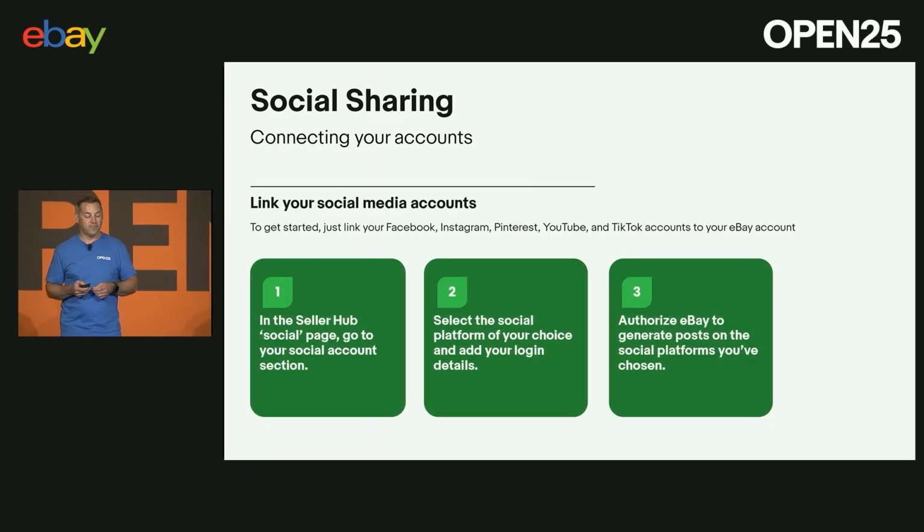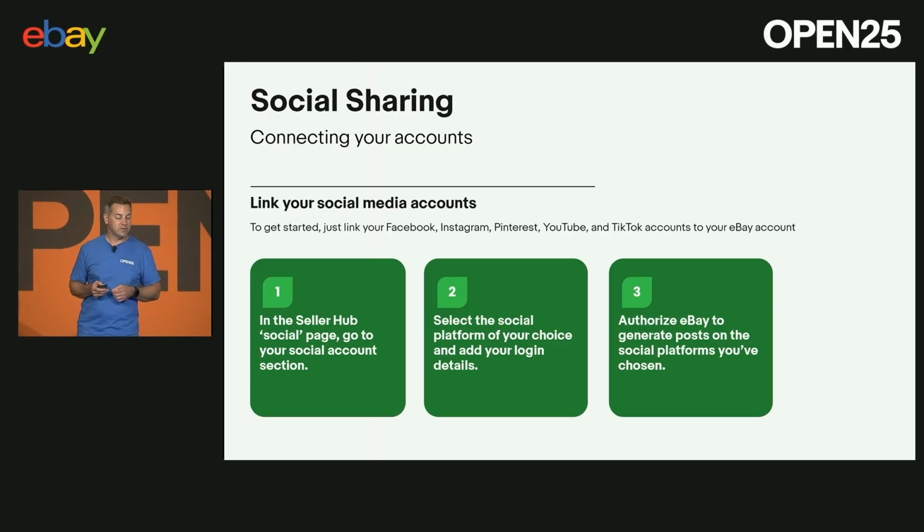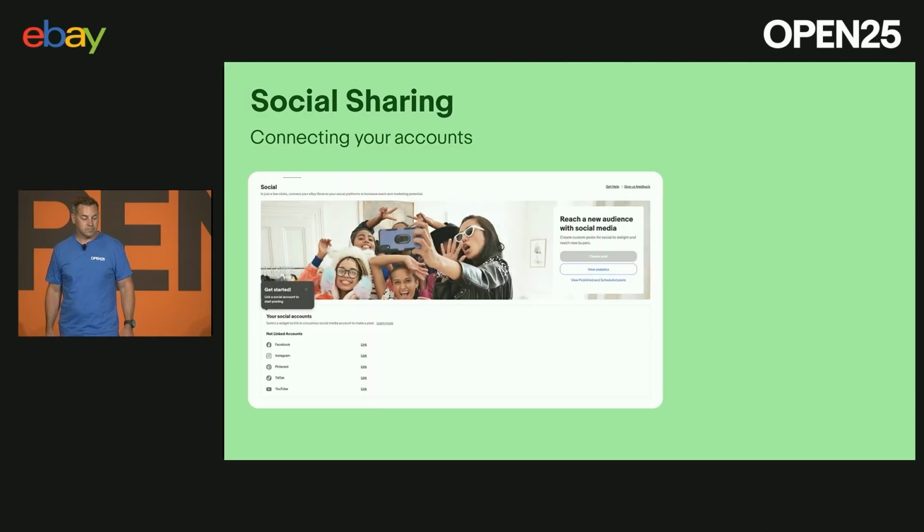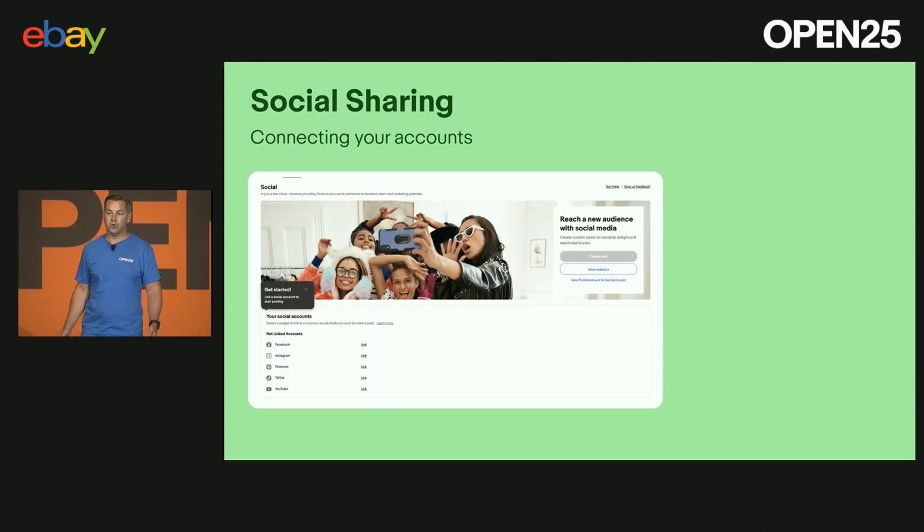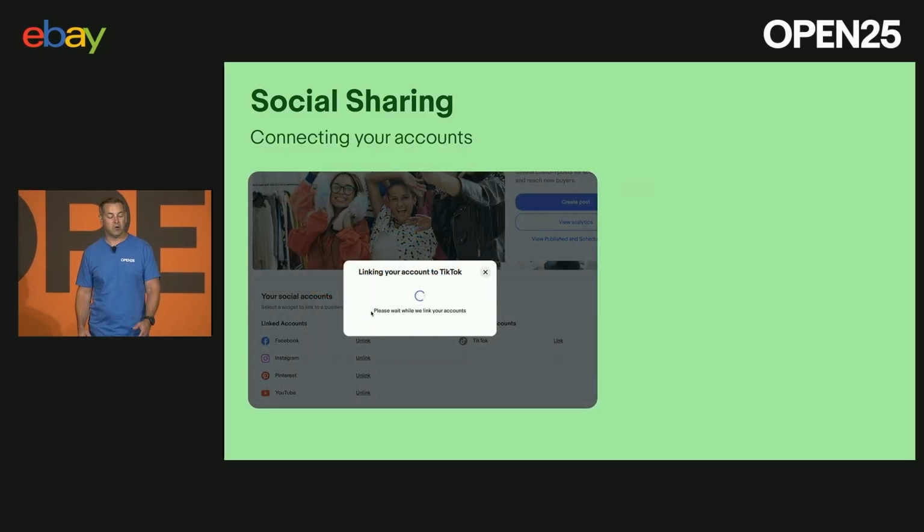So how do you do it? First, go into Seller Hub, and then go to Stores. Then you can click on Social, and then you can go to a list of all the social platforms we have out there and add your authorization to allow eBay to publish on your behalf. So all of your social accounts you can connect to, and then when you send offers, they can go out to all of them. And we've recently added TikTok and YouTube to the list.